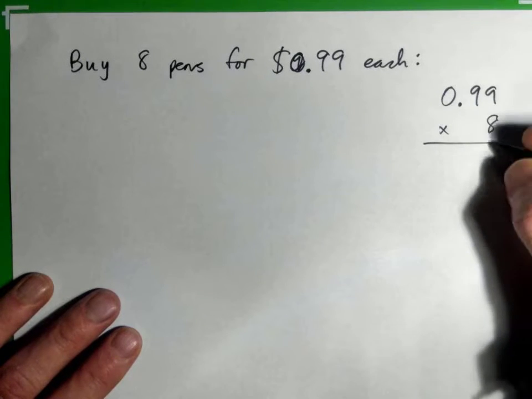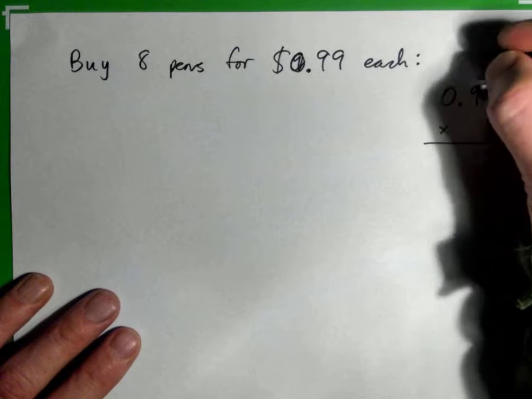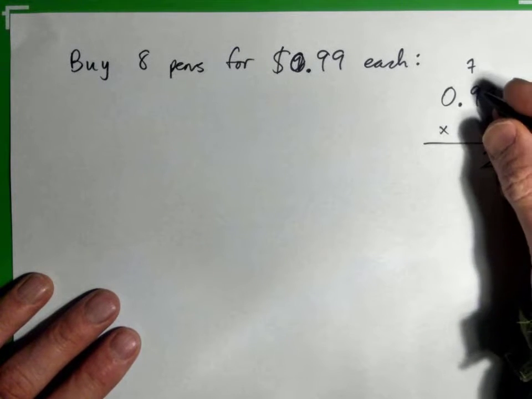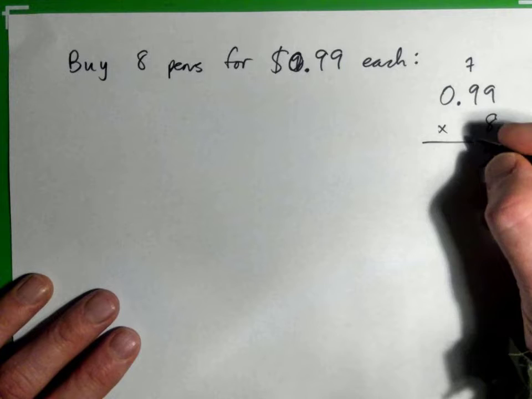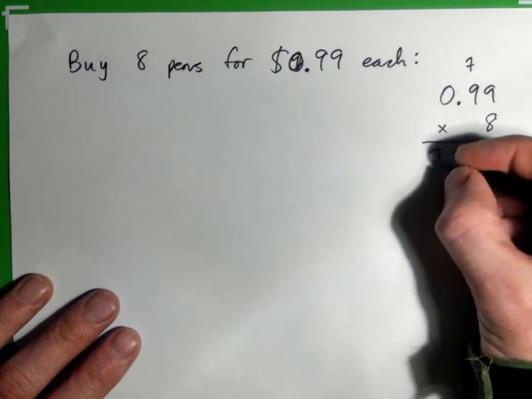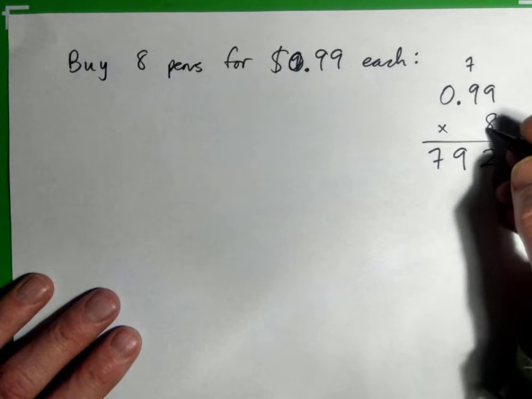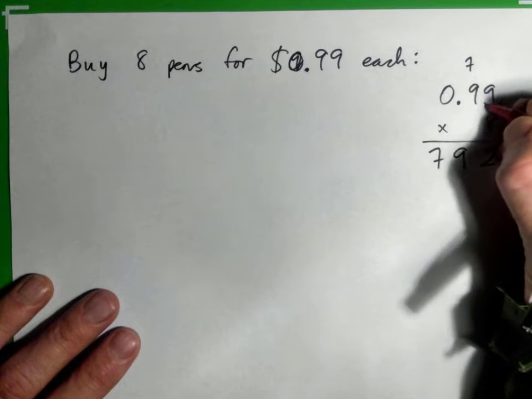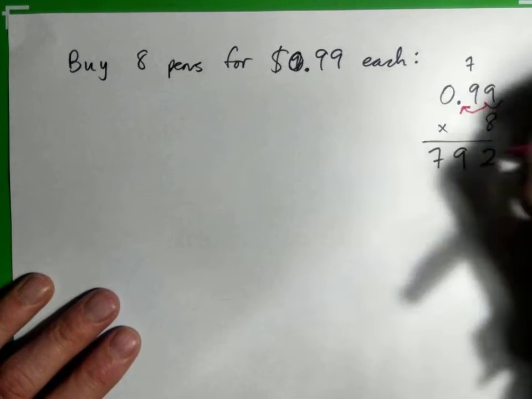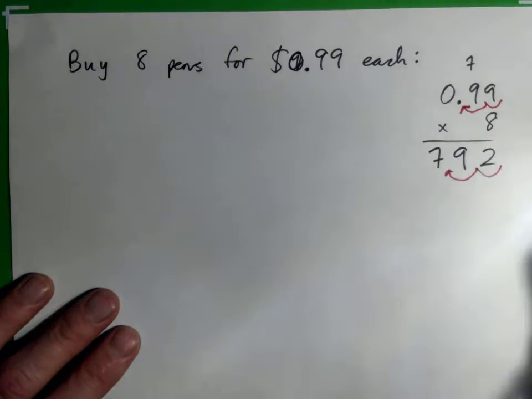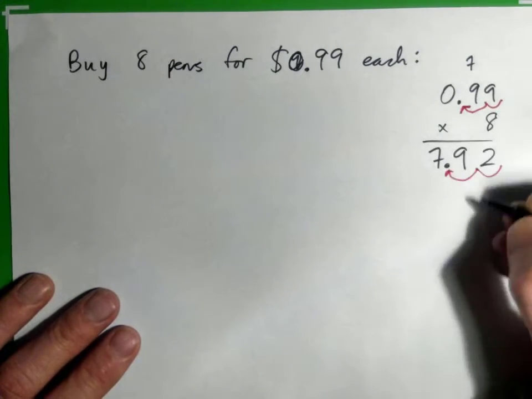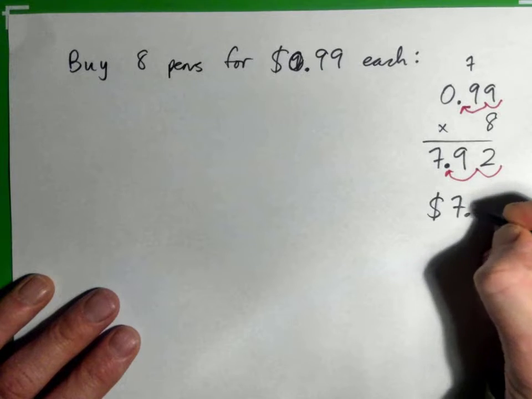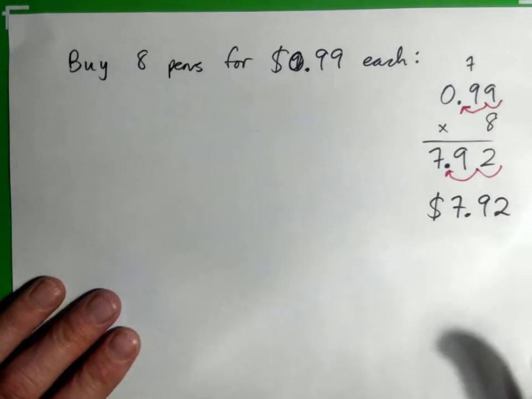So 8 times 9 is 72, put down 2, carry 7. 8 times 9 is 72, and 7 is 79. And 8 times 0 is 0. And there are 2 decimals in the multiplication problem, and so there's going to be 2 decimals in the answer. And so the answer should be $7.92, right? So we know that. That's fine.